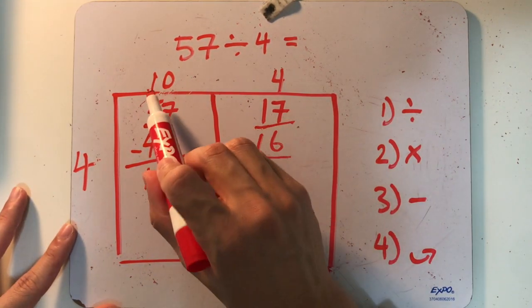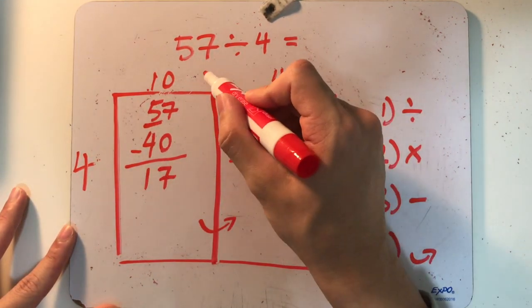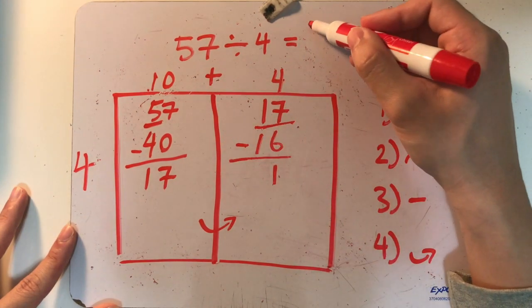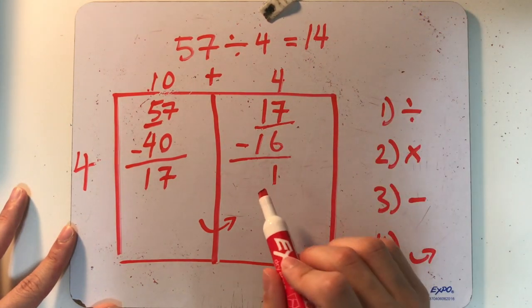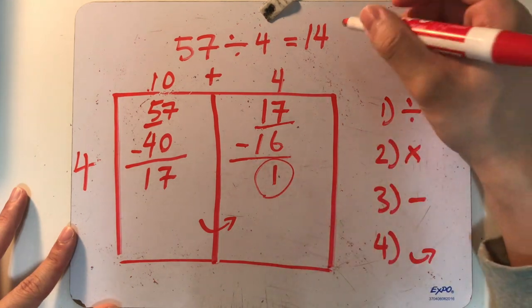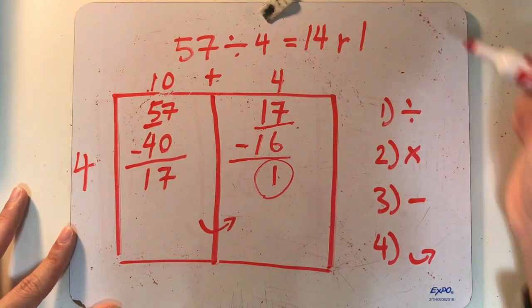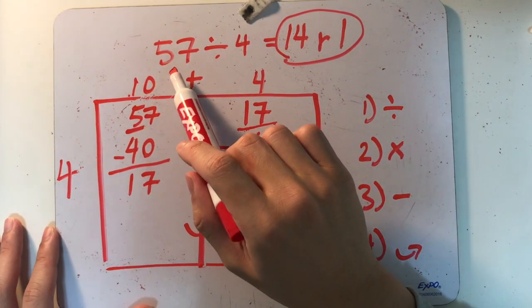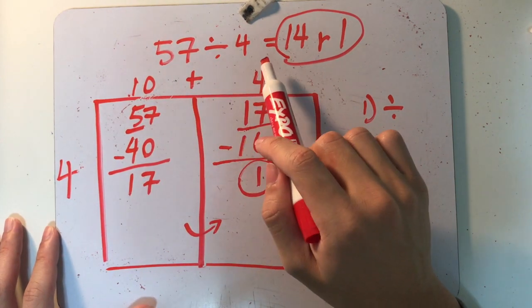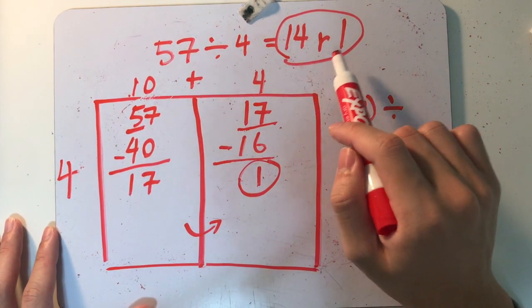So the next step, we just have to add 10 plus 4, which gives us 14. Don't forget about the 1, because that's going to be our remainder. So 57 divided by 4 is equal to 14 with a remainder of 1.